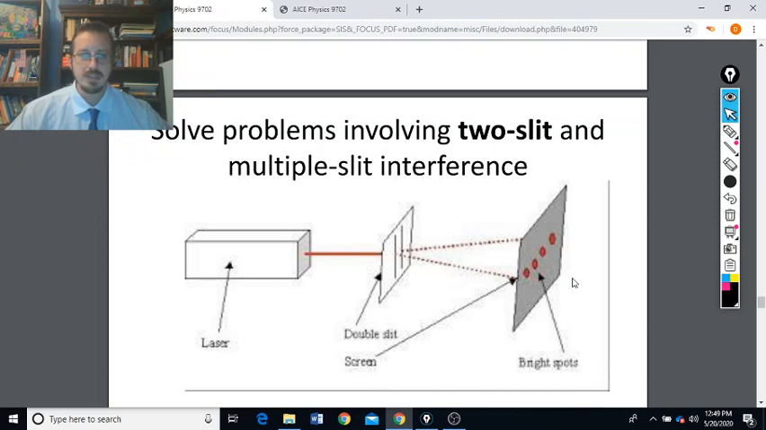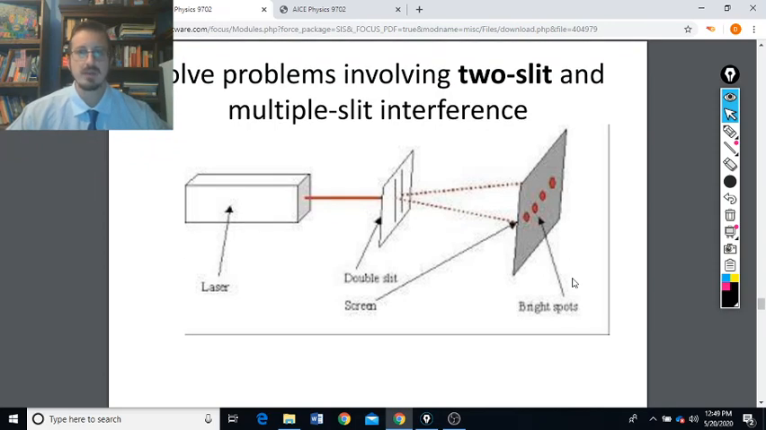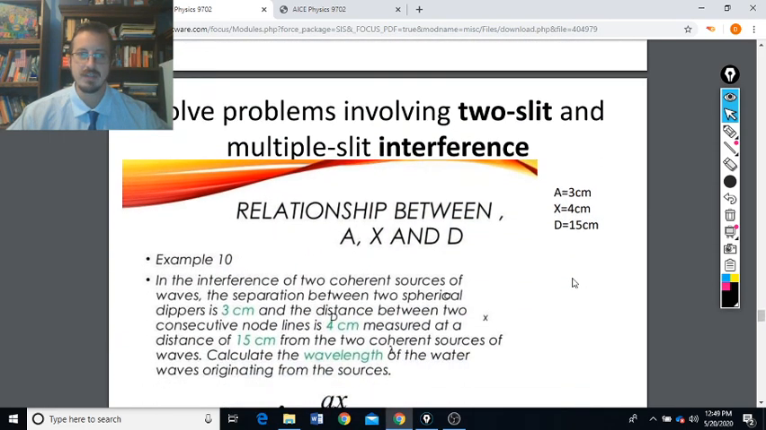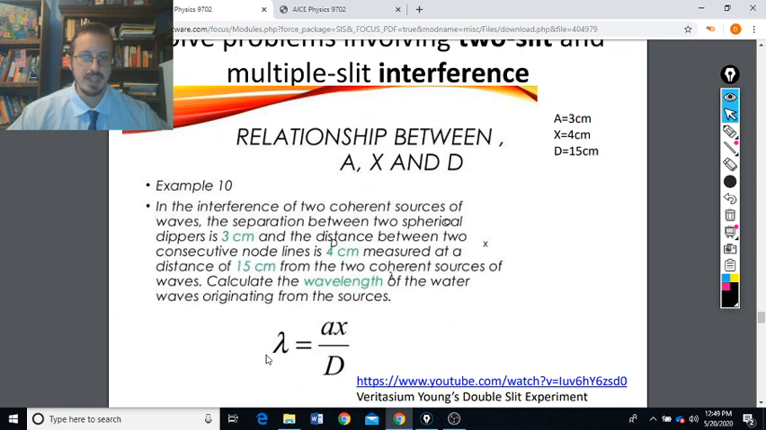Two slit and multiple slit interference, being able to solve problems. There are many worked examples that I have previously uploaded that are specific to this. So we use the equation lambda equals ax over d in order to solve two slit interference, where lambda is the wavelength, and a is going to be the distance between the slits.